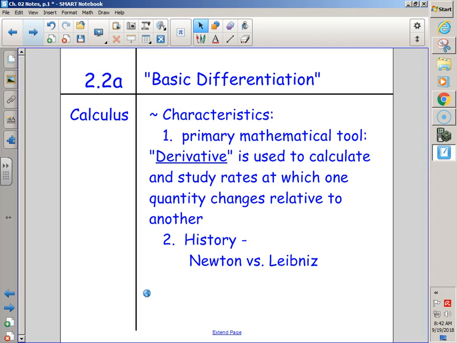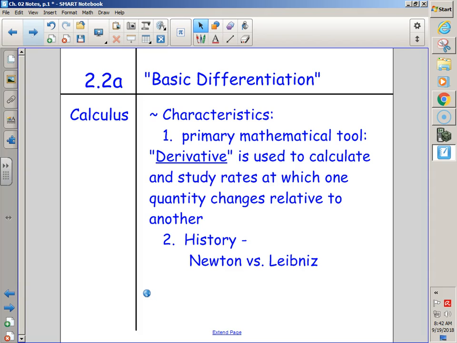I have split section 2.2 into 2 parts, because I want to talk about just the rules, then I want to talk about the motion applications, the physics-y stuff. Ooh. Ready for that, Nick? Don't worry. It's much different than the physics stuff you faced last year.